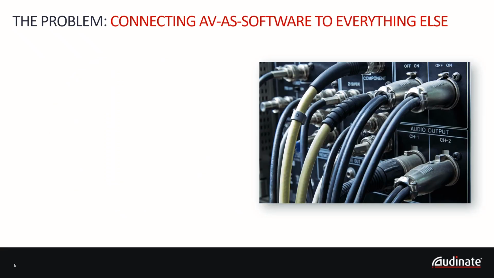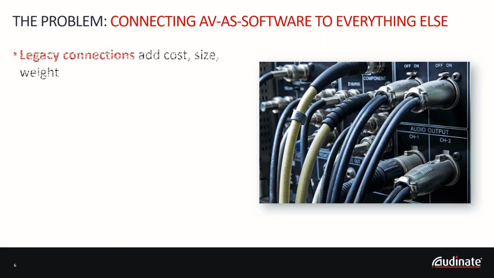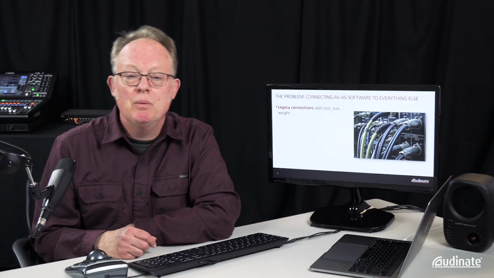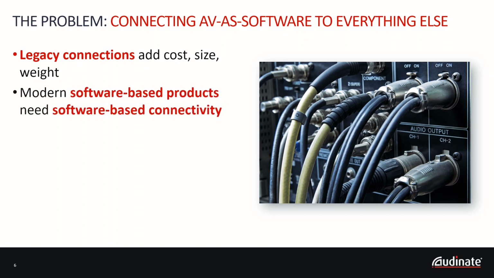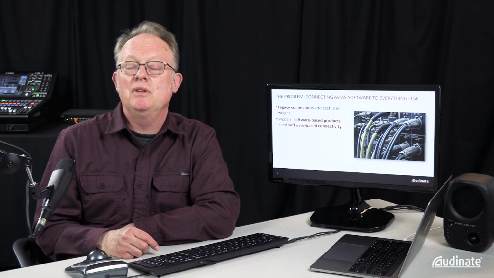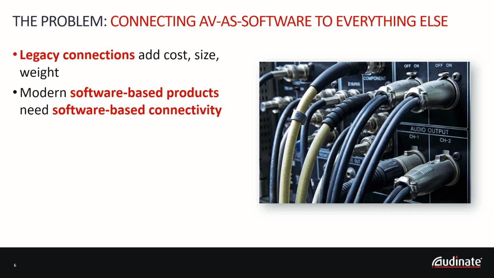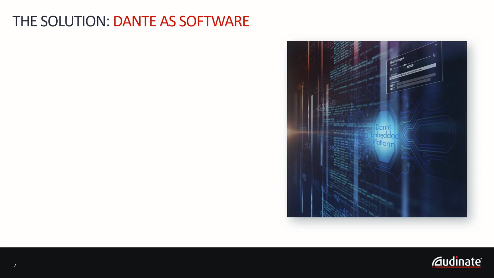But we have a problem. And that problem is that if we have software, how do we connect it to everything else, out to the physical world? Legacy connections, the old familiar analog connections and so forth, are bulky. They add cost, size, and weight to a product, and they limit its form factor. So what modern software-based products need is software-based connectivity that does away with those legacy connection types. That's where Dante as software comes in.